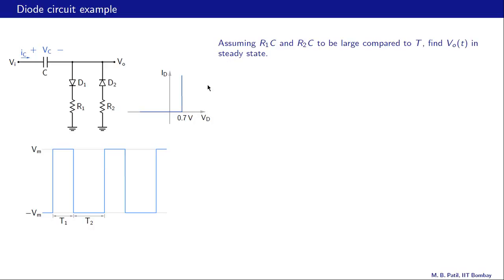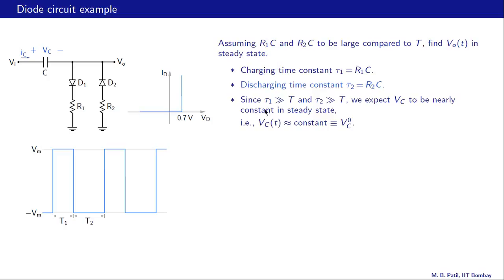Let us now make a few observations about this circuit and then write equations and figure out what VO of t should be. Charging time constant tau1 equal to R1C, as we have already seen. Discharging time constant tau2 is R2 times C. And since tau1 and tau2 are both much greater than T, the period of the input waveform, we expect Vc to be nearly constant in steady state.